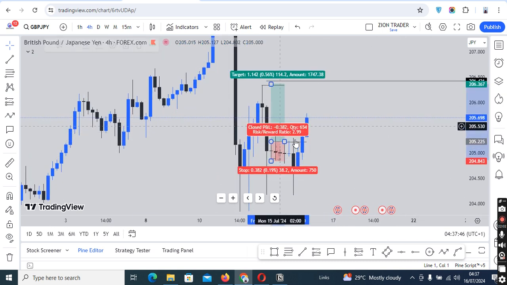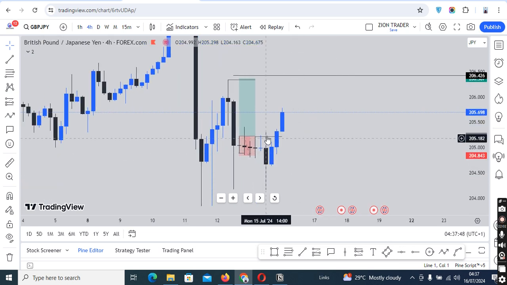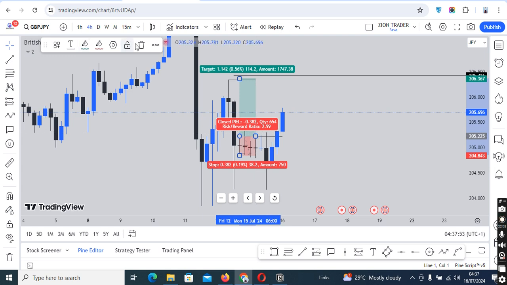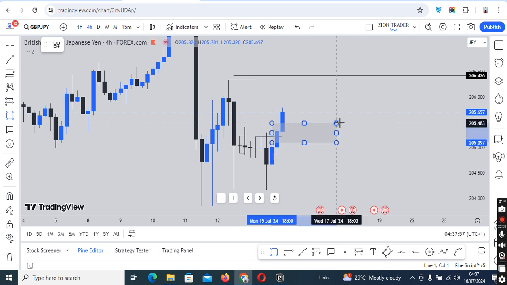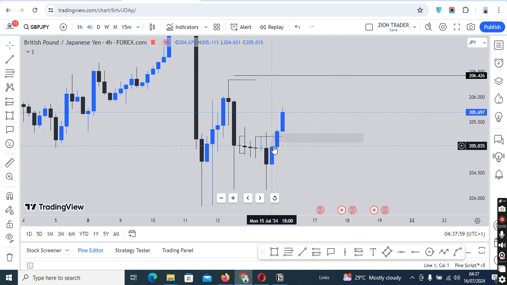I didn't take this trade, but I took this one. So this one stopped me out. I was looking to take this one, but I didn't take it. So this one stopped me out. Let me delete it because I recorded it in my journal already.